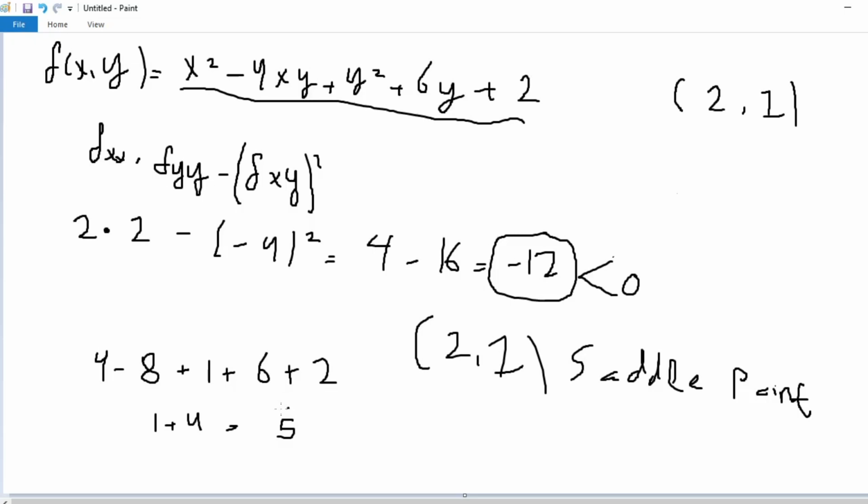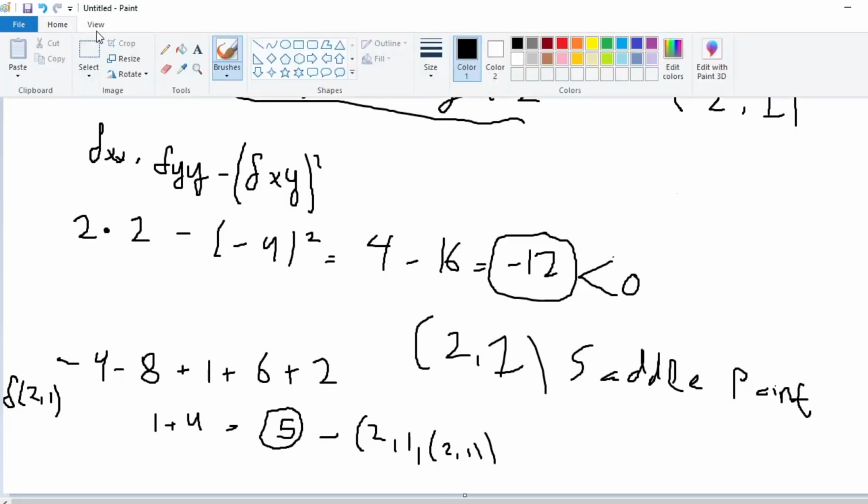So at this point, there is a saddle point. You can write f of (2, 1). And after you write the final solution for the saddle point, you could write, for example, there is a saddle point at the point (2, 1), and then in parentheses, (2, 1, 5). And this is it. So this is the first example.